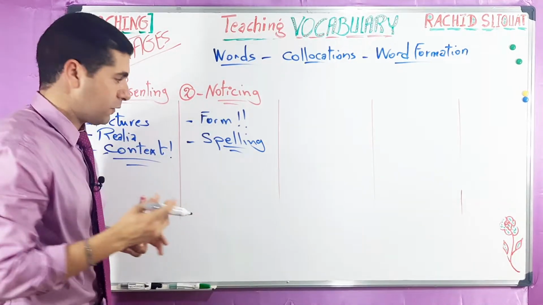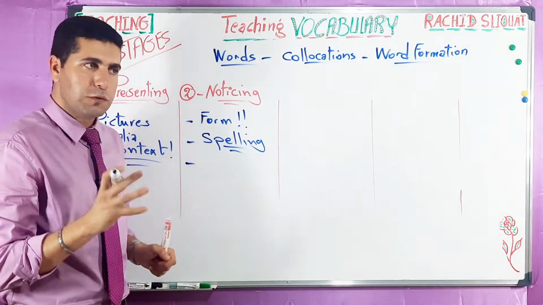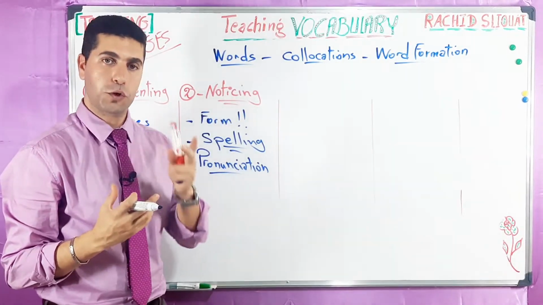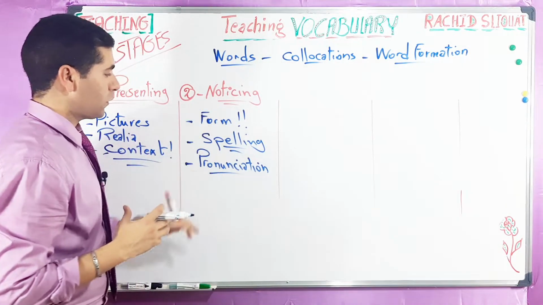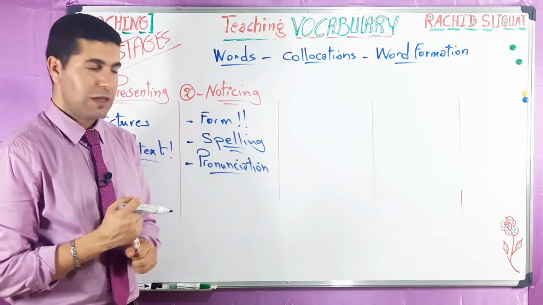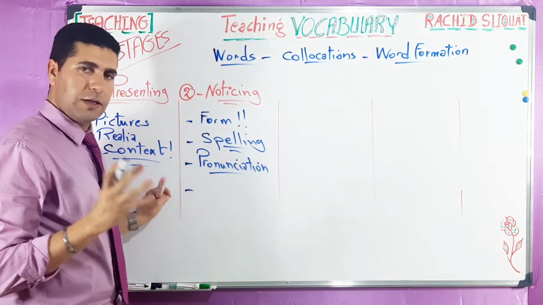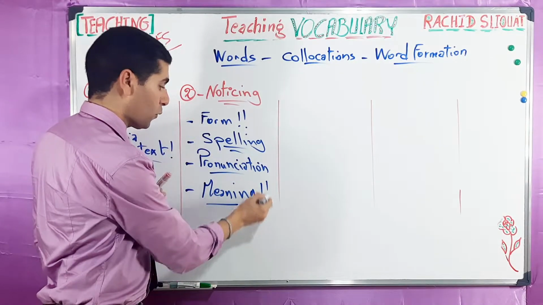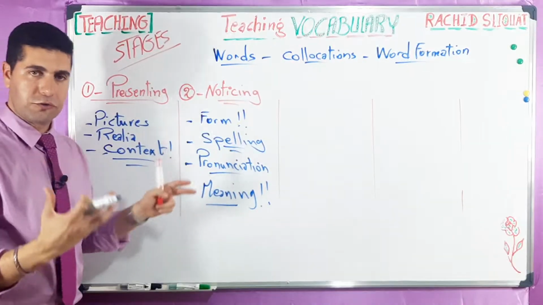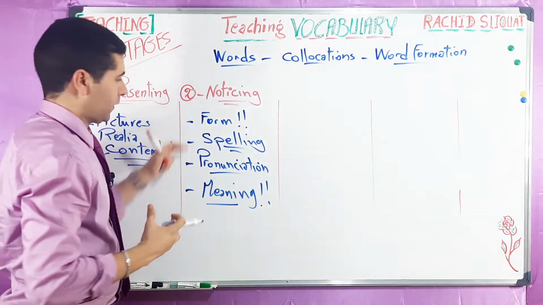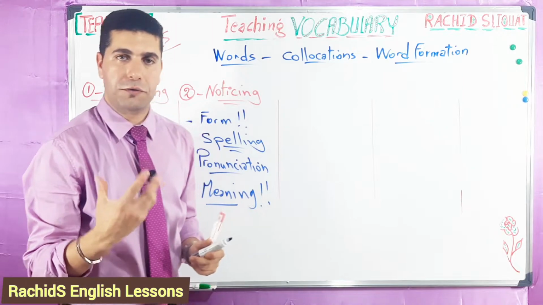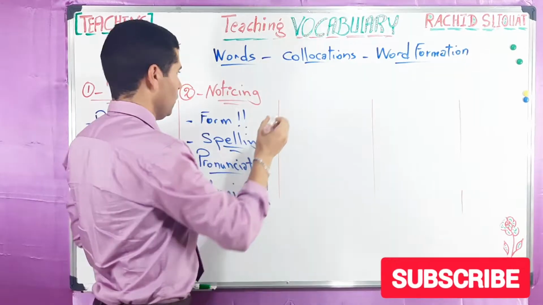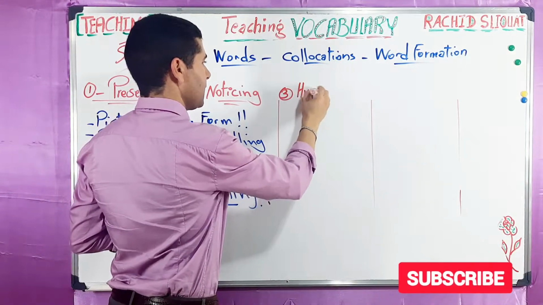The learners can also notice the pronunciation of the word. So this is what the learner can notice. Not only this, the learner can also notice the meaning of the word, based on the picture you are showing, or the realia, or the context. So this is what learners notice. The next stage, number 3, we can call hypothesizing.